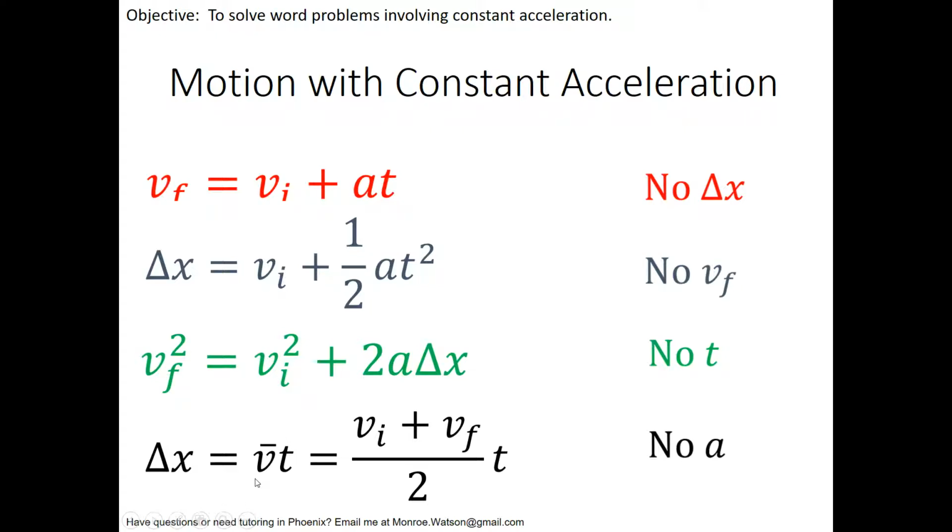That's average velocity times time, which is equal to v initial plus v final divided by 2, times t. This is valid only when I don't have acceleration. Now, you can memorize these, or sometimes your teacher gives them to you.